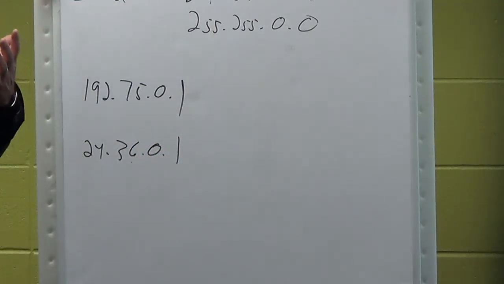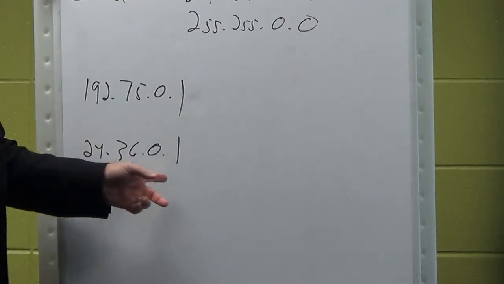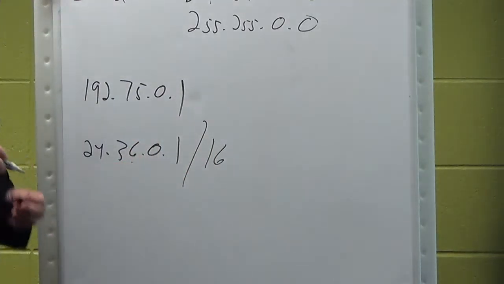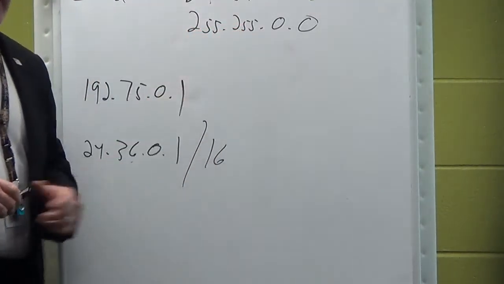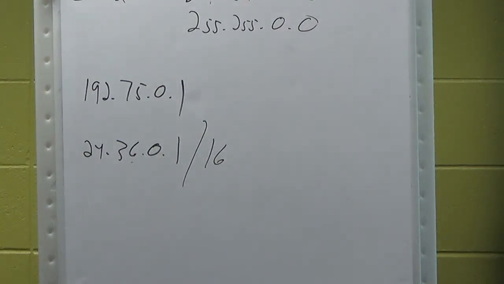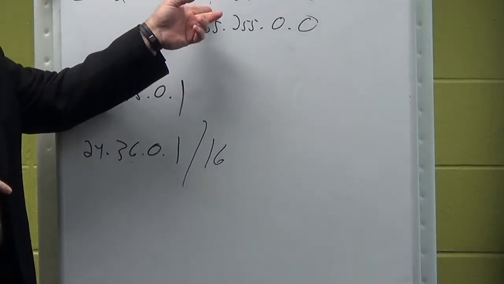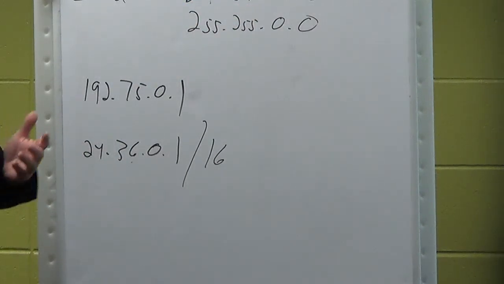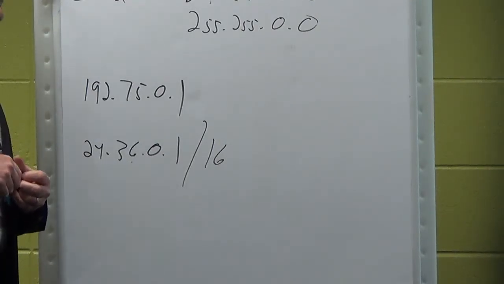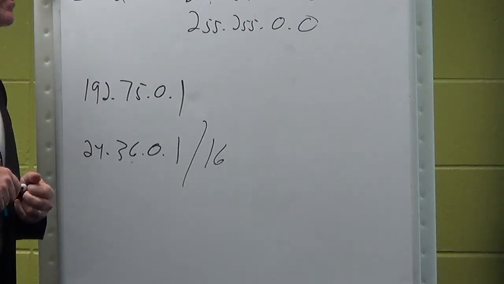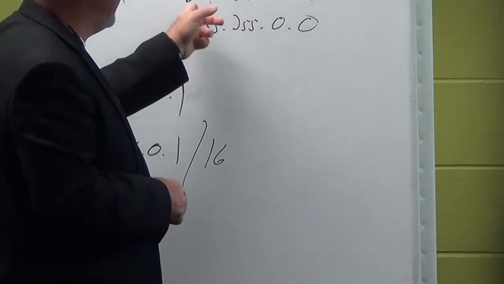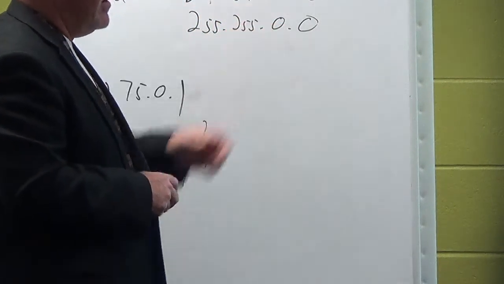24.36.0.1. What's the test? Is 24.36.0.1 with a subnet mask that is 16 bits, or 255.255.0.0, on the same network as some other device? 24.36.0. whatever. Yes, it is. Why? Why is it on the same network? How do I know it's on the same network? It has the same network address because it has the same number, 16 bits to identify.